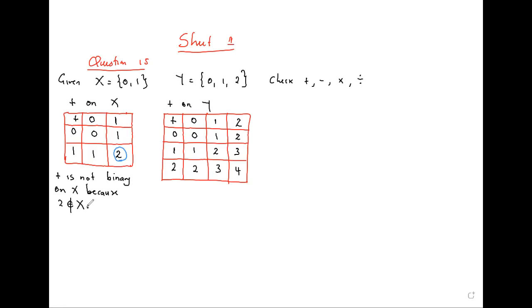What about on Y? Okay. So plus is not binary on Y because 3 and 4 are not in Y. Okay, let's go to subtraction.